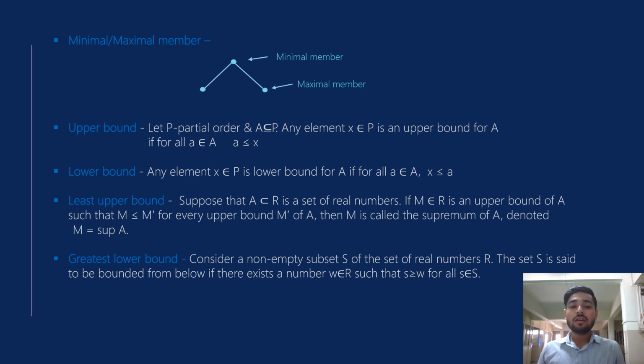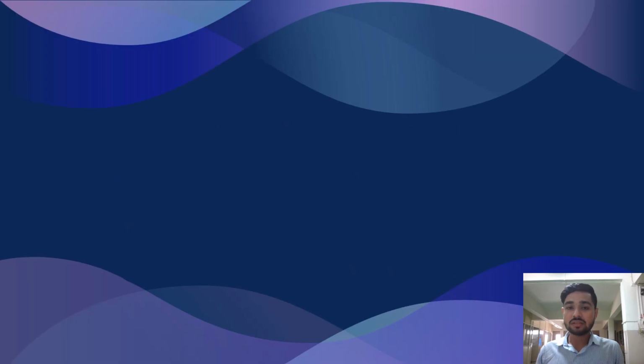The greatest lower bound: consider a non-empty set S of real numbers R. The set is said to be bounded from below if there exists a number w belonging to the R such that w is less than or equal to s for every s belonging to the capital S.